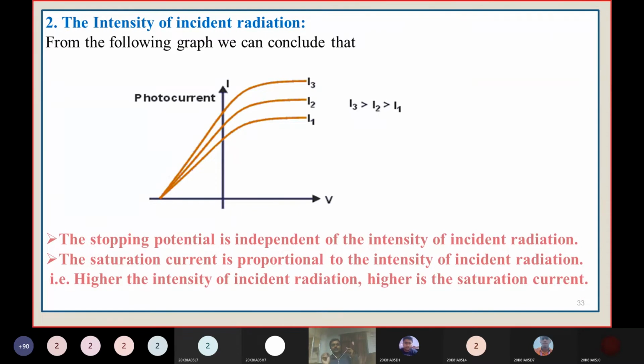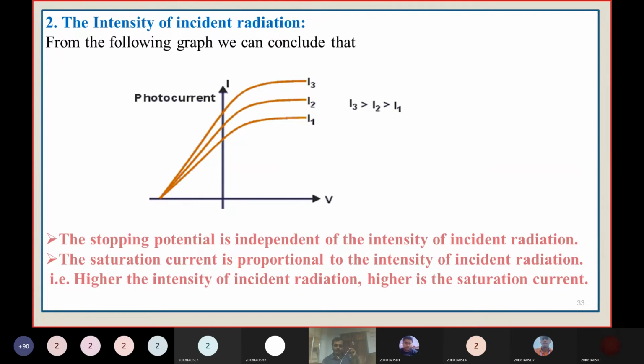Work function is constant. So the energy is divided into two parts: one part is the work function, and the other part is kinetic energy. If the kinetic energy increases, then only the stopping potential will change. If you increase the intensity here, the kinetic energy of the electron does not change. So that's why the stopping potential also does not change.